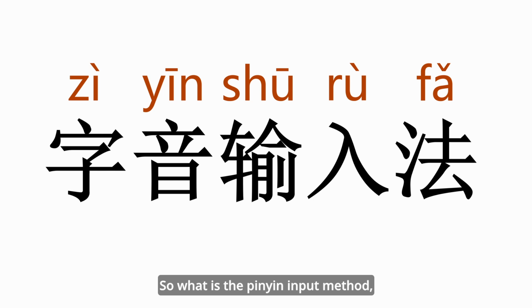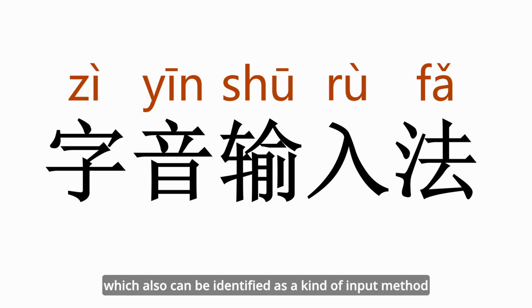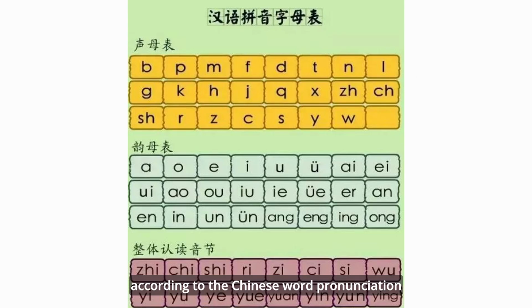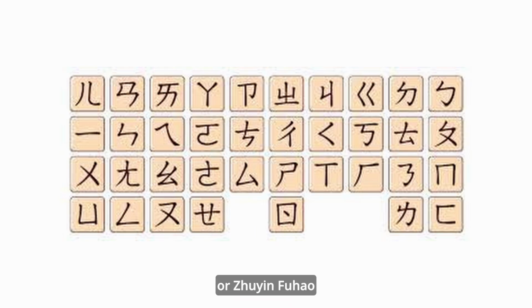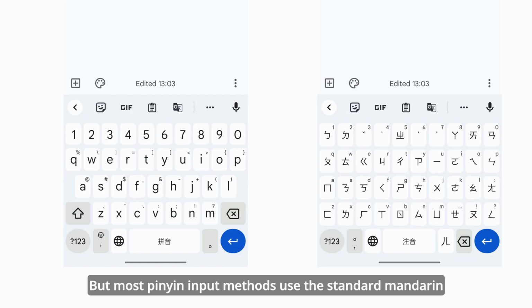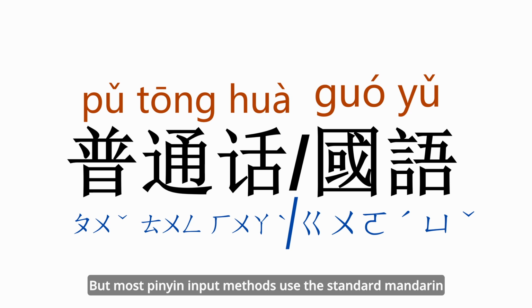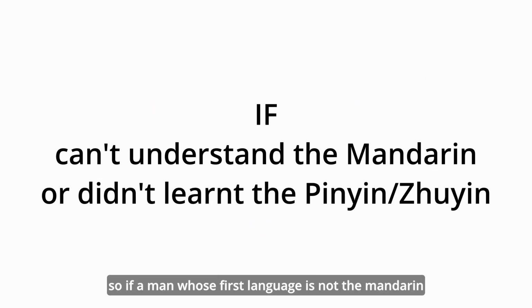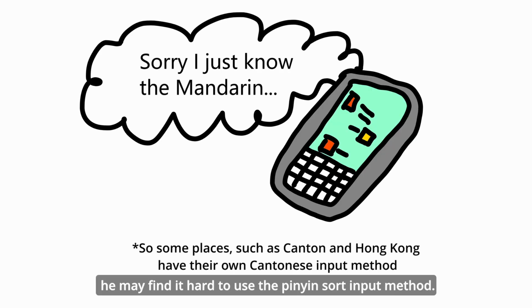So what is the Pinyin input method? It can be identified as a kind of input method according to the Chinese word pronunciation: you input the word's Hanyu Pinyin or 注音符号, and then it can transform to the character automatically. But most Pinyin input methods use standard Mandarin as their input code. So if a person whose first language is not Mandarin and who has never learned Mandarin, he may find it hard to use the Pinyin input method.